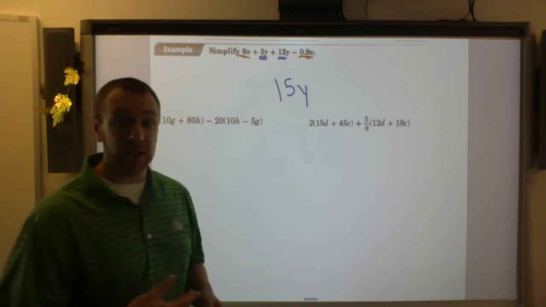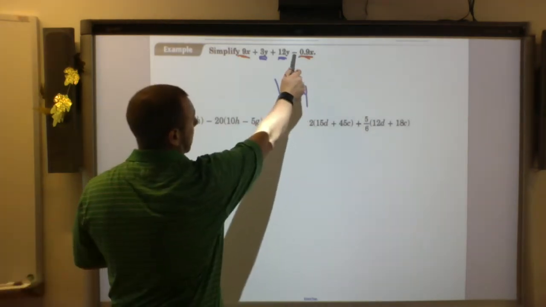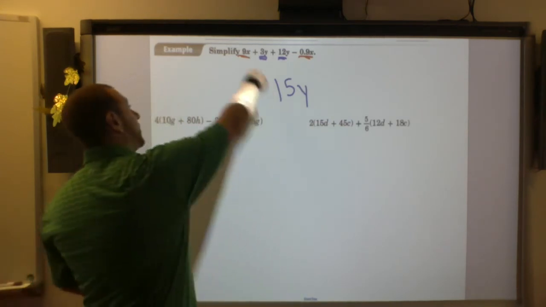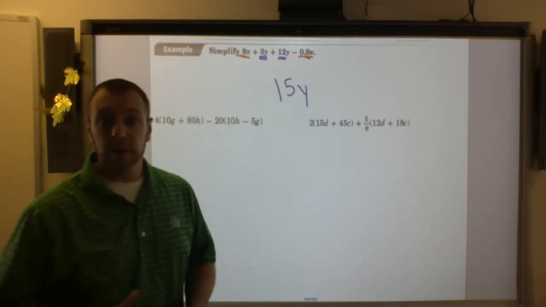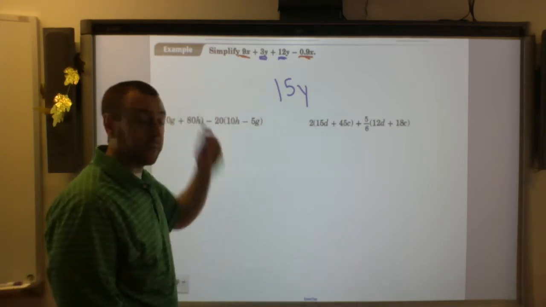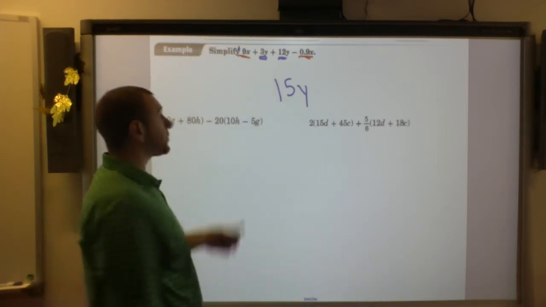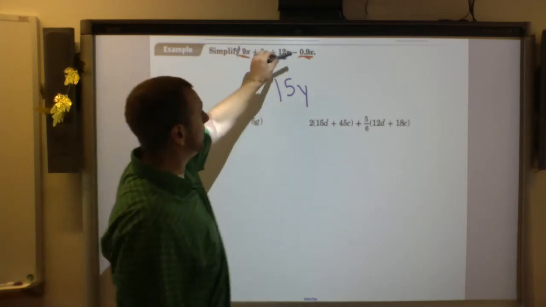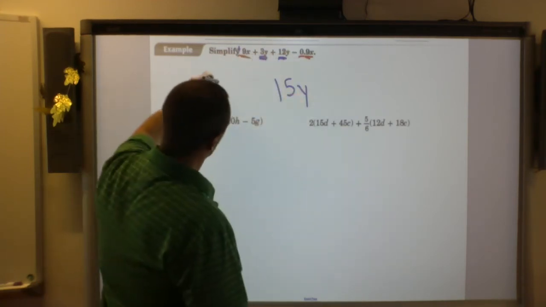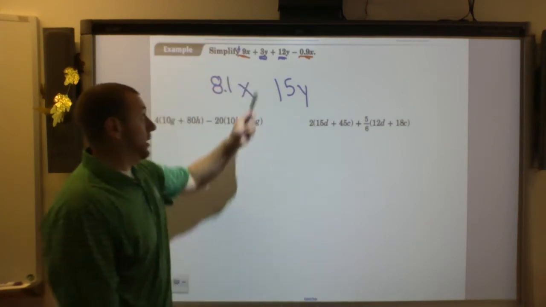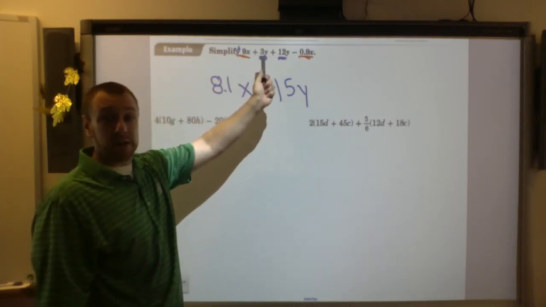Now, the x's are a little bit different. It has a minus 0.9x, so I'm just going to subtract. But what's the sign in front of the other one? Well, if you don't see a sign in front of something, it's automatically a positive number. So it's 9x minus 0.9x. Well, that's 8.1x.